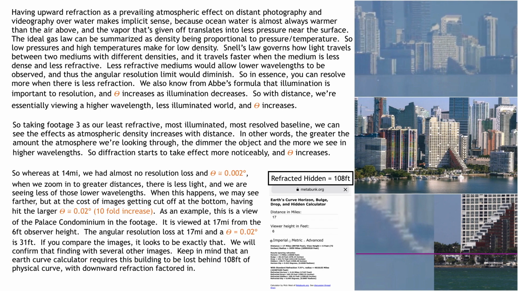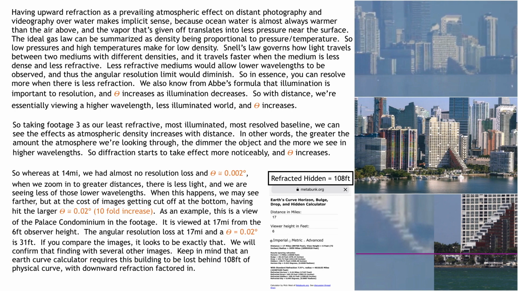So diffraction starts to take effect more noticeably, and theta increases back to our standard kind of 1 arc minute worth of loss. So whereas at 14 miles we had almost no resolution loss, and theta was essentially 1/5 of an arc minute or less, when we zoom into greater distances, there's less light, and we are seeing with those higher wavelengths. And when this happens, we may see farther, but at the cost of the image getting cut off at the bottom, having hit the larger 0.02 degree resolution limit, which is a 10-fold increase.